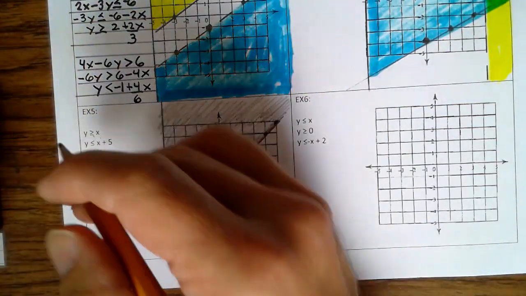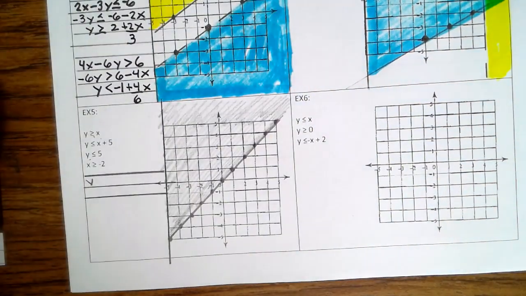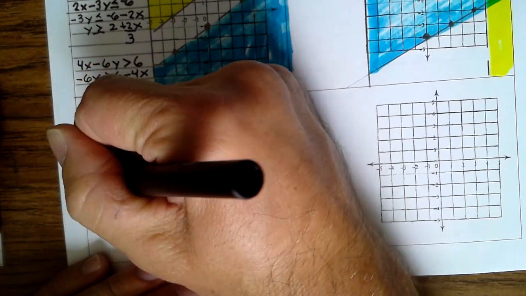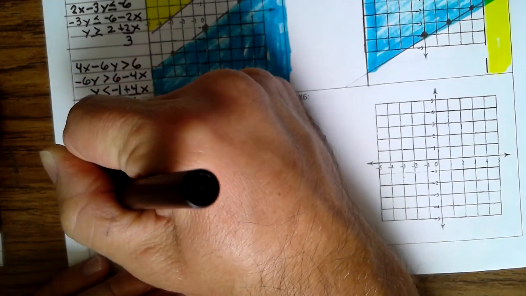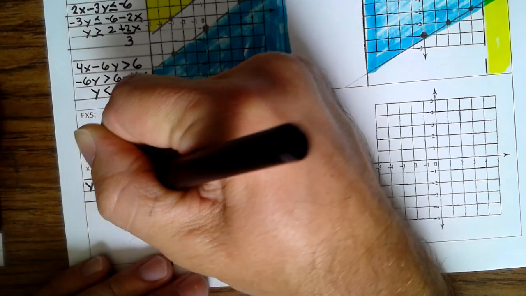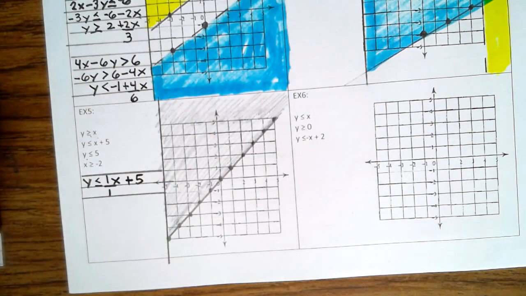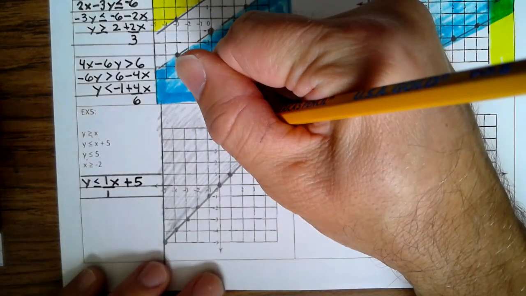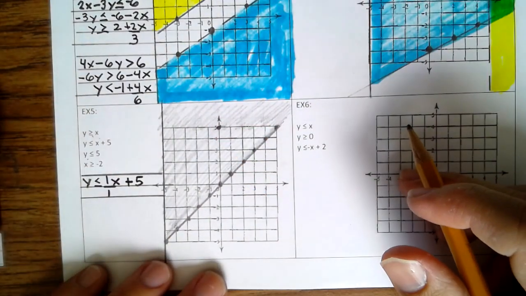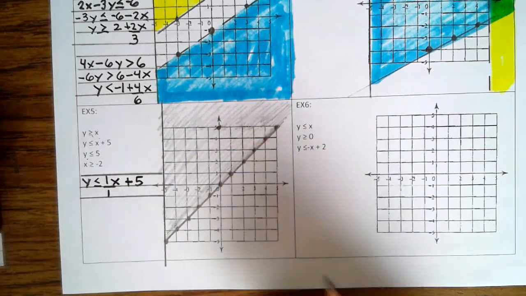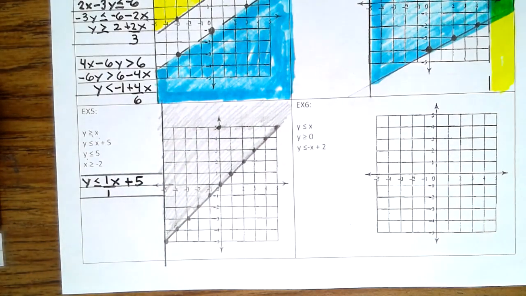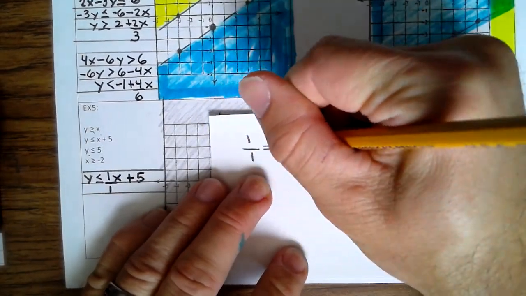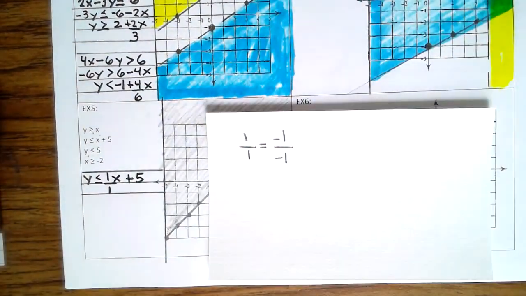Now, let's take a look at this. So we have y less than or equal to, and put 1 in front of the x, and divide that by 1, plus 5. Okay. So we start at 5. Now, it doesn't look like we can go up, but remember, 1 divided by 1 is equivalent to negative 1 divided by negative 1. Okay?